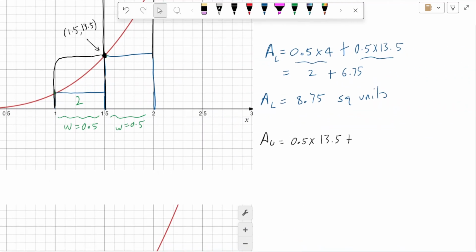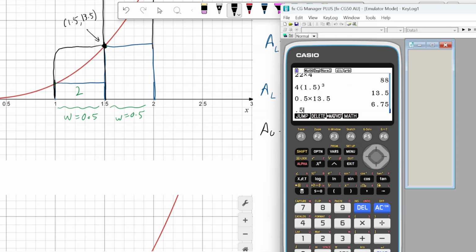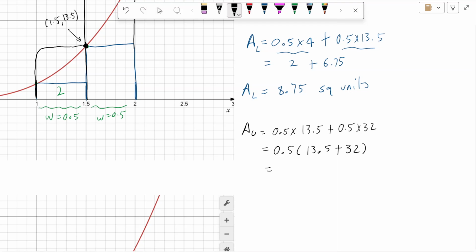So the next rectangle is going to be 0.5 times 32. If you want, you can actually speed this up a little bit by pulling out 0.5 as a common factor. That pretty much always works. So let's see what we get. 0.5 times 13.5 plus 32. So our big area is going to be 22.75 square units. That's area upper.